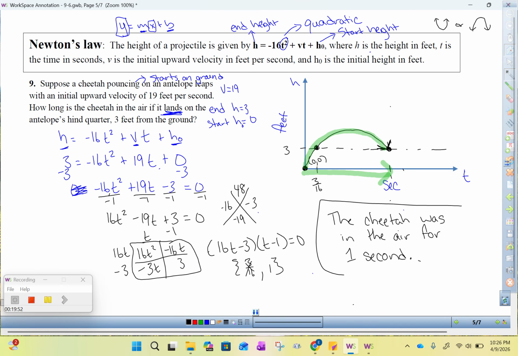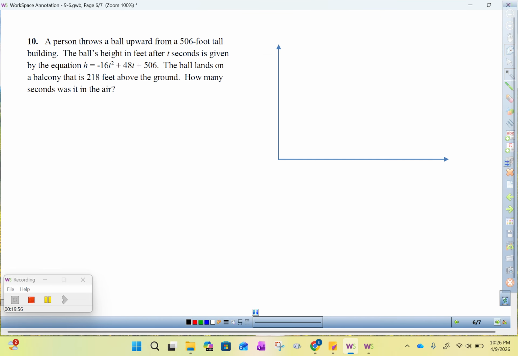Okay. We'll practice one more of those. This one says a person throws a ball upward from a 506-foot tall building. The ball's height in feet after t seconds is given by this equation. And the ball lands on a balcony that is 216 feet above the ground. How many seconds, again, was it in the air?